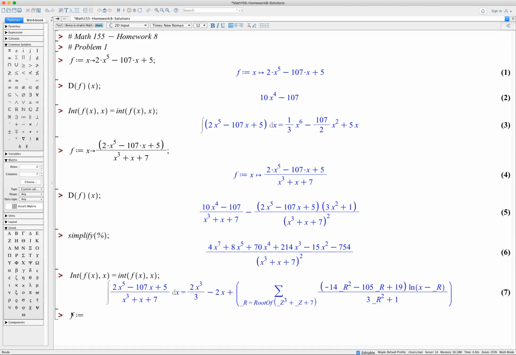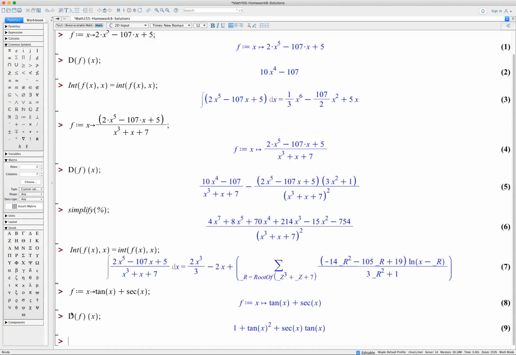The trigonometric function is f of x is the tangent of x plus the secant. And the derivative of the tangent is secant squared, and the derivative of the secant is secant times the tangent. You might say, well, why don't I see secant squared here? Because Maple just chooses to use that identity, which is that 1 plus tangent squared is equal to secant squared.